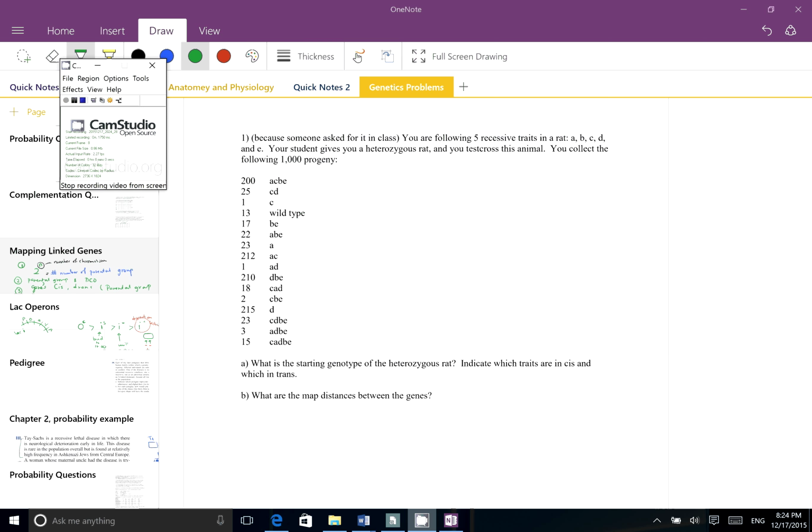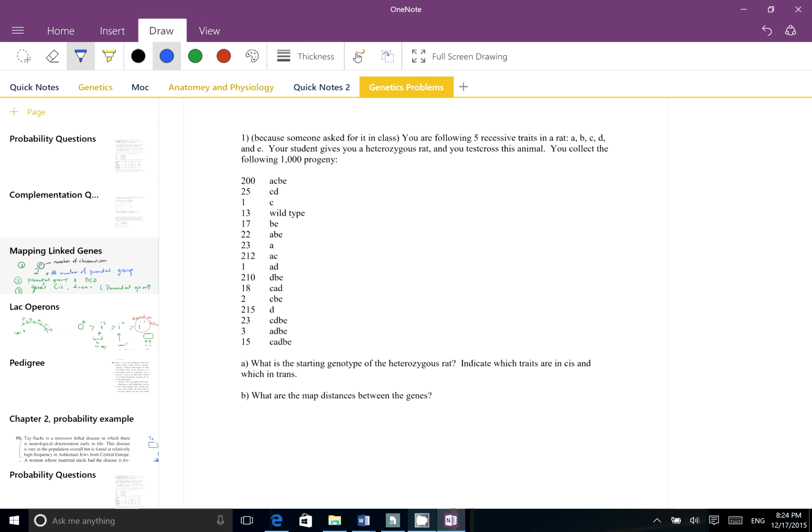Okay, so this is the question in the last homework, and that's when you had 5 genes. And again, this question is really simple, very easy to solve. So let's do this together.